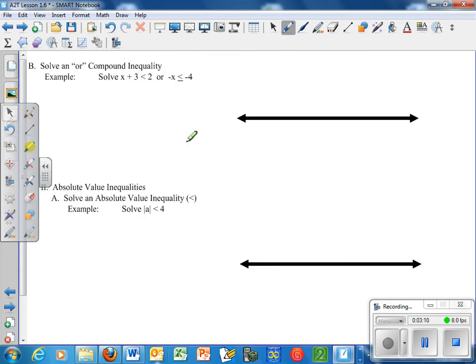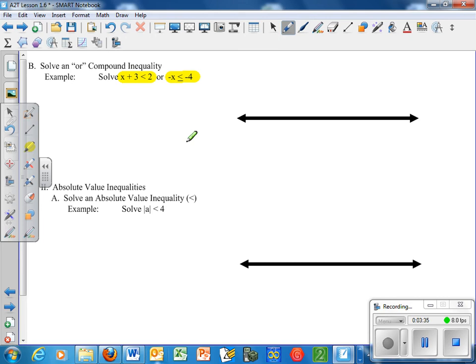Okay, let's look at an or statement. With an or statement, you're actually going to see the word or written in there. Okay, notice there's two parts. There's x plus 3 is less than 2. So here's one part. Okay, and then the other part is negative x is less than or equal to negative 4. And notice the word or in between.